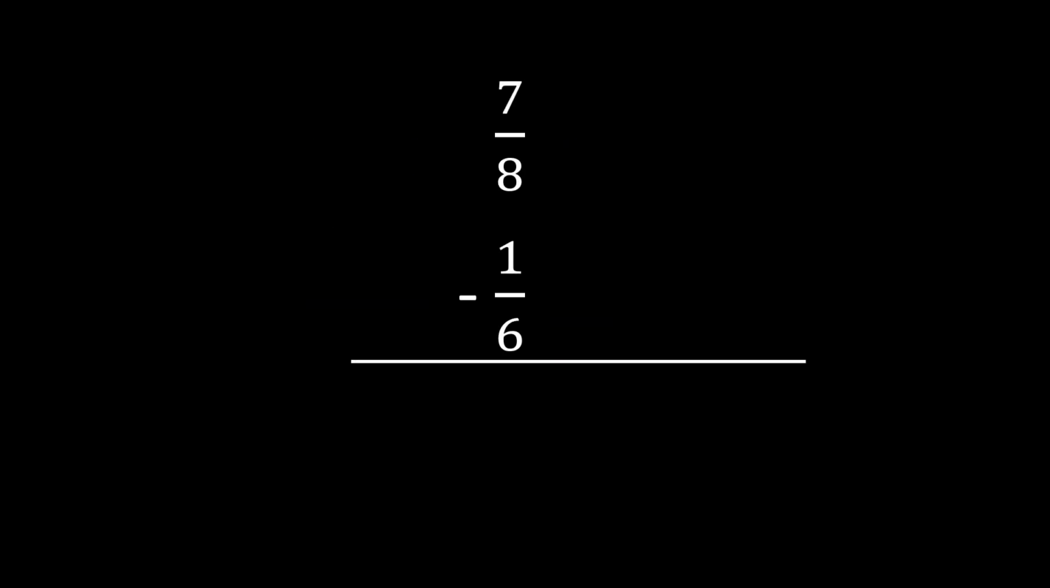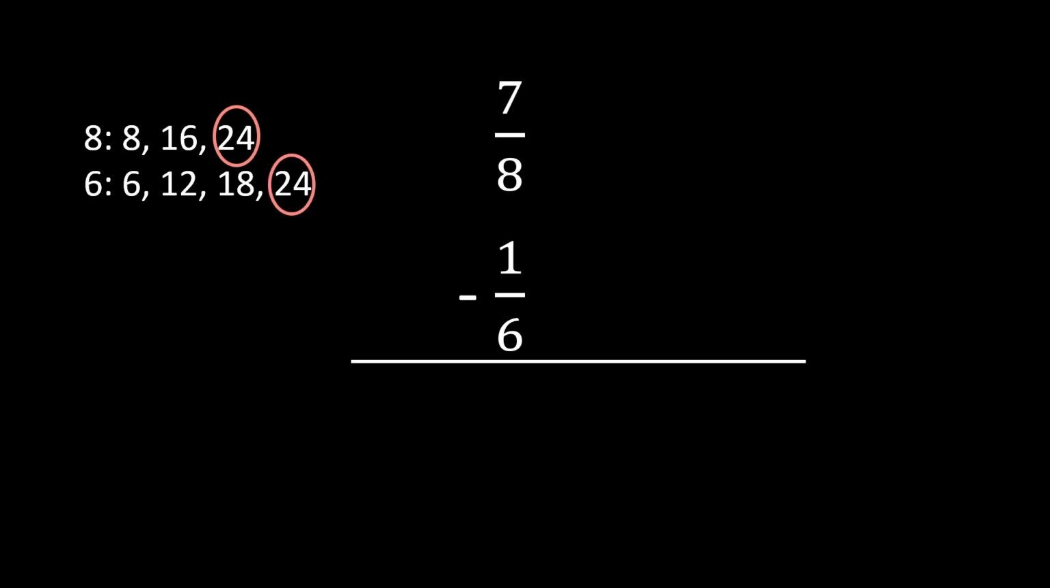In this example, I have 7/8 minus 1/6, and I need to start by finding a common denominator for 8 and 6, and I'm going to do that by looking for my least common multiple. I'm going to be looking at my multiples for 8 and 6. My multiples for 8 are 8, 16, 24, and I can start listing them for 6 as well. And I'm looking for the first number on both lists. So the multiples of 6 are 6, 12, 18, 24. And the first number I see on both lists is 24. So 24 is going to be my common denominator.